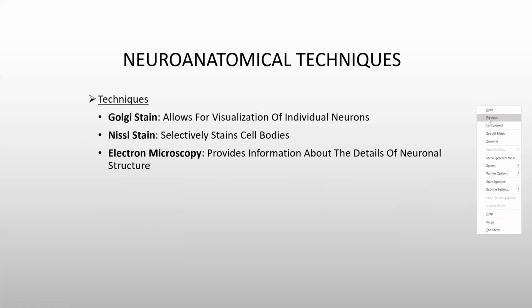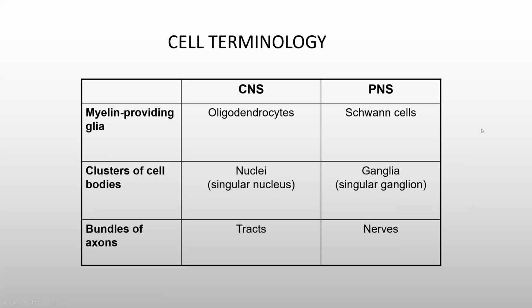Okay, so if you cut into a nerve in your finger, you'll realize that that is part of the peripheral nervous system. But if you were to sever a part of the brain itself, where you have a bundle of axons, we would call that a tract.